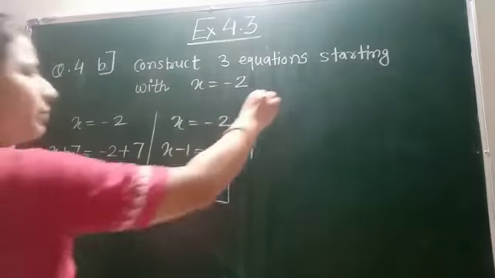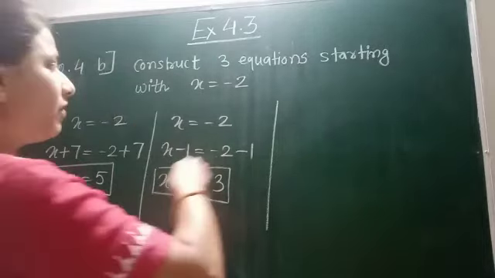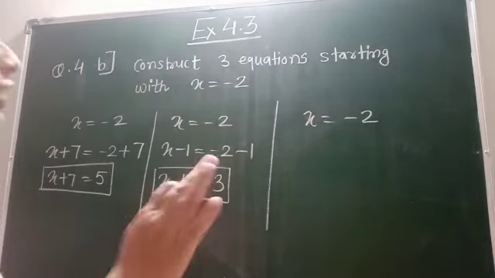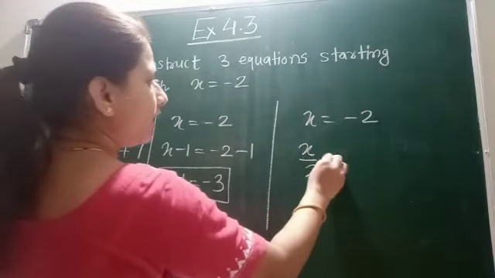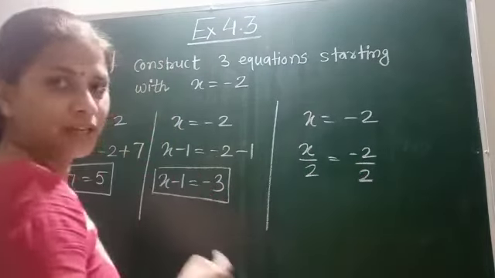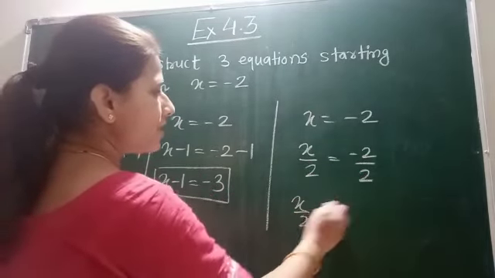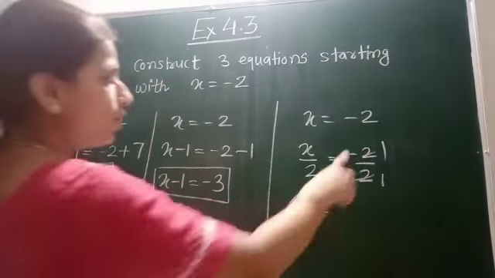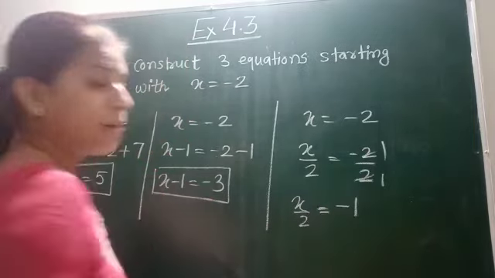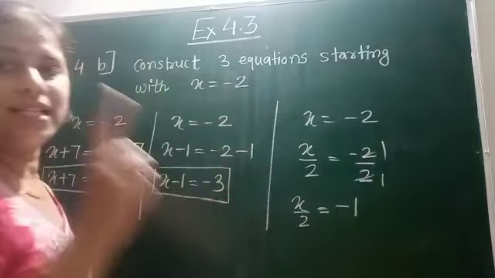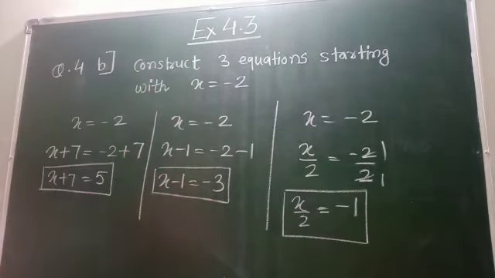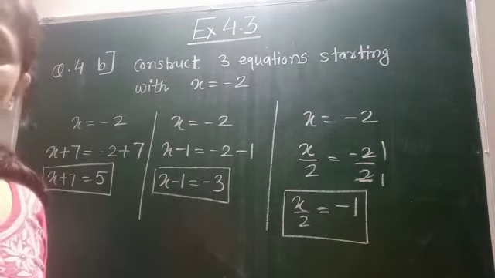Okay. Now this time I am using the division property. x equals minus 2. I am dividing both sides by 2. x by 2 equals minus 2 by 2. What will remain? x upon 2 as is. You can cancel this, because 2 can cancel with 2. 2 ones are 2, 2 ones are 2. What will remain? Minus 1 upon 1, it means minus 1. So this one is our third equation. Similarly, you can make uncountable equations. With this, your exercise 4.3 is completed.